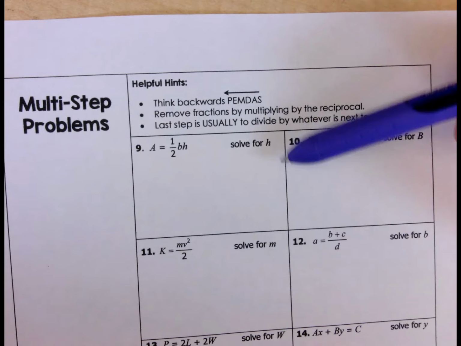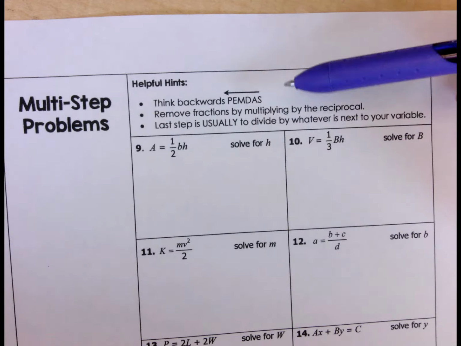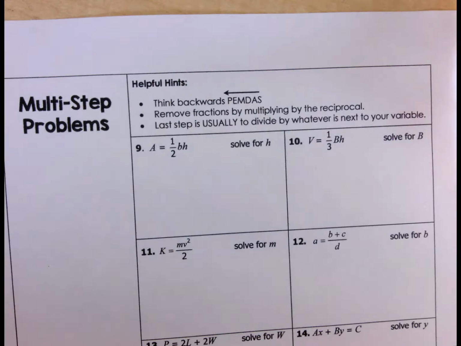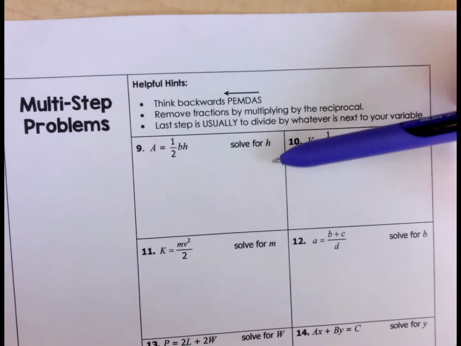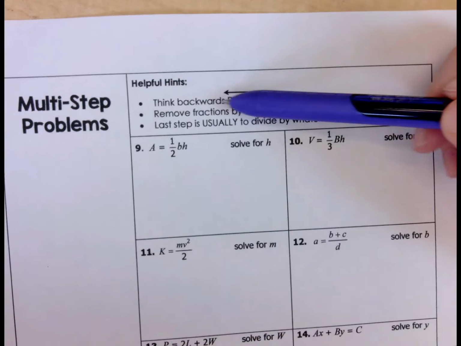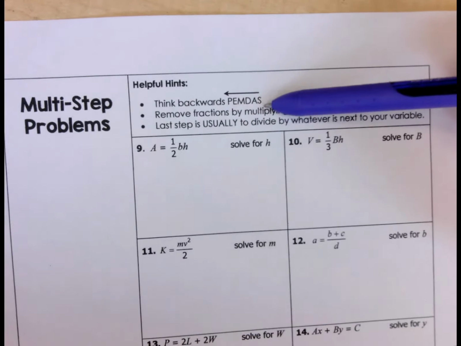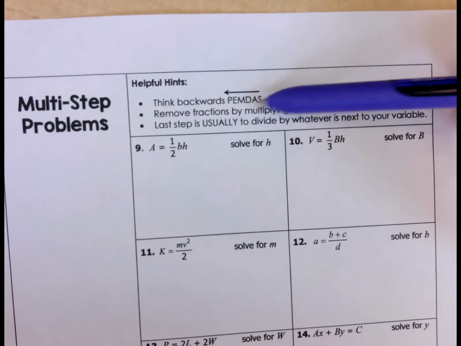All right, so let's say that there's more than just one step that we need to do to isolate a variable. So what we're going to do is walk through the steps of how to do a multi-step problem using this same method. We're going to treat it just like a regular equation, and with regular equations, we use that reverse order of operations.